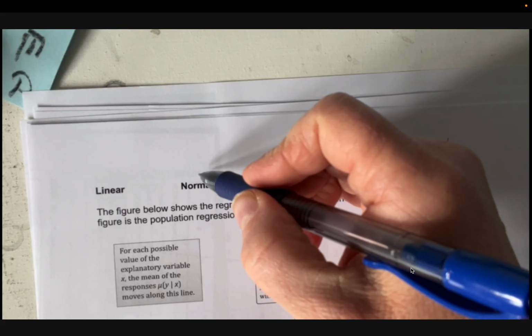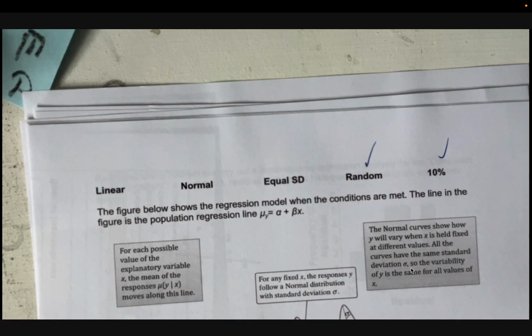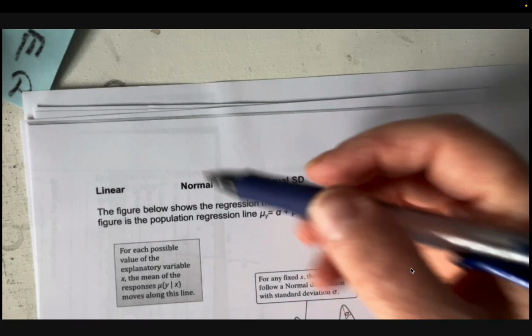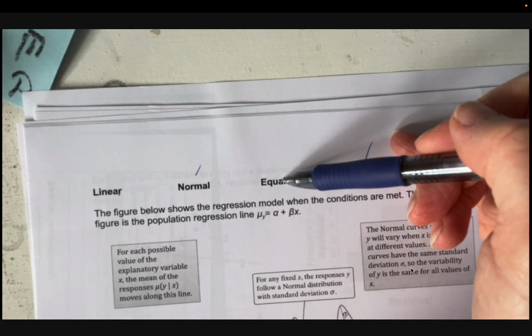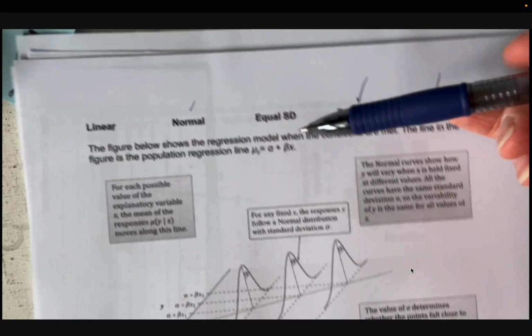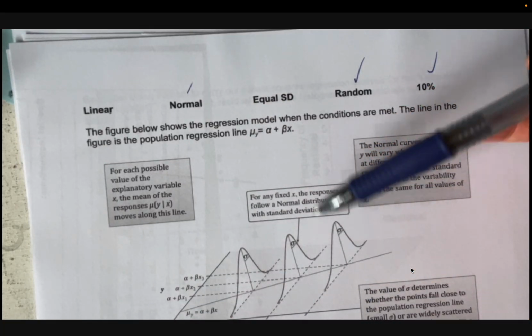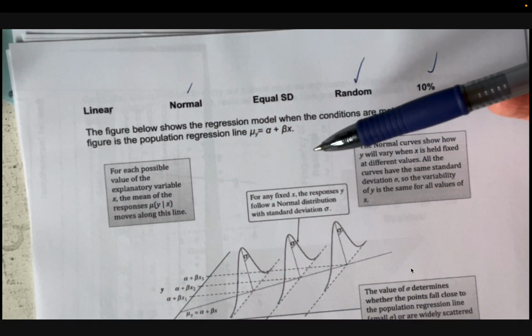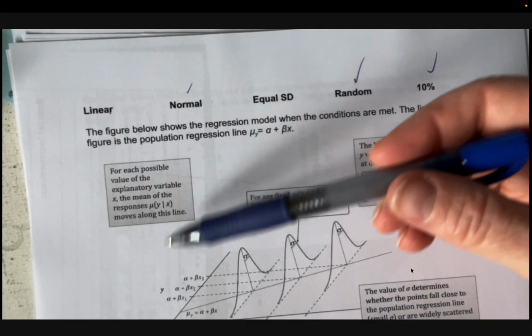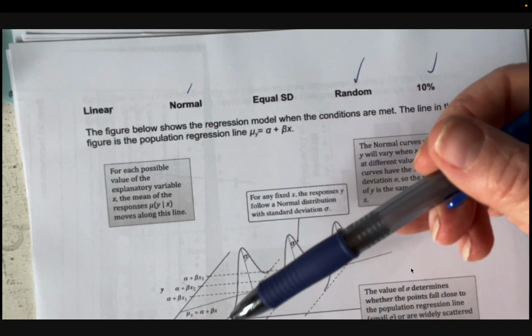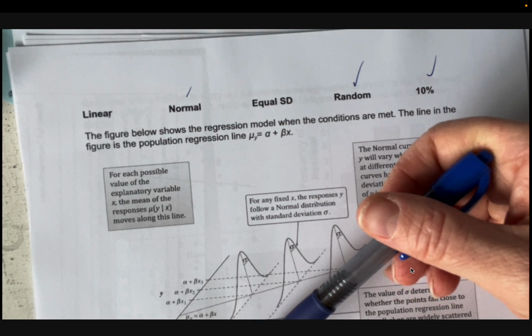The normal check is a little bit different here. Similar idea. We're going to have to look at a graph, but we'll talk about that in a little bit. Linear check, we're going to look at the graph. Equal standard deviation, we're going to look at the graph. All right. So there's two things here: what we want the conditions to be, and then how we're going to check them.